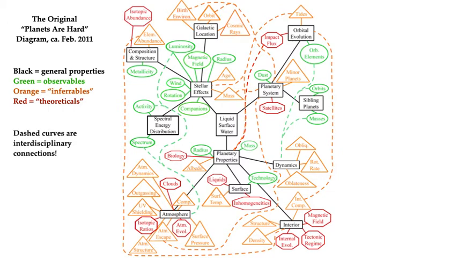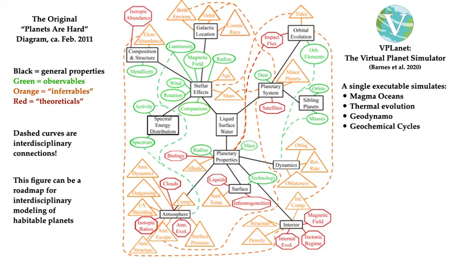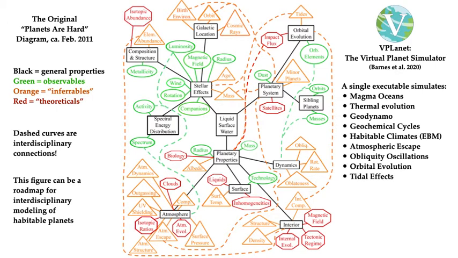modeling. The reason I wanted to show you this version is because it includes these dash curves, which represent interdisciplinary connections between the phenomena. While daunting, this figure is also a roadmap for interdisciplinary modeling of habitable planets, and indeed, we used it to guide the development of this new software package we call vPlanet, which is a single executable that enables the simulation of magma oceans, the thermal evolution of terrestrial planet interiors, including their geodynamo and volatile or geochemical cycles. There's also a one-dimensional energy balance model for climates, atmospheric escape. There's obliquity and orbital oscillations due to planet-planet interactions, tidal effects, stellar evolution, including flares and activity, and finally galactic perturbations on the planetary orbits.